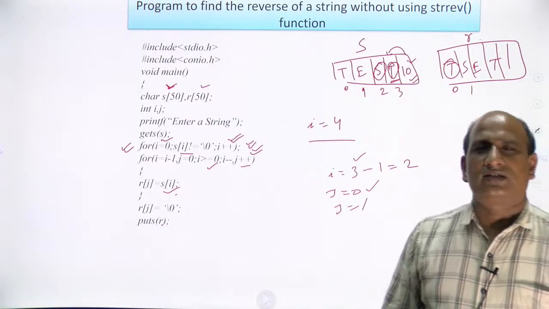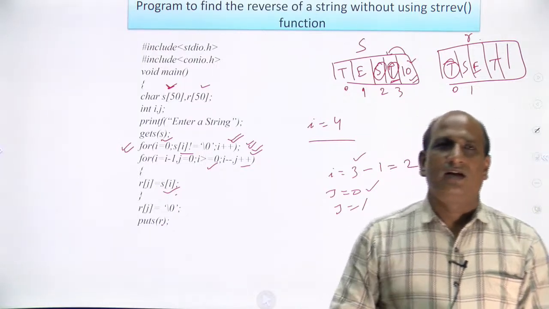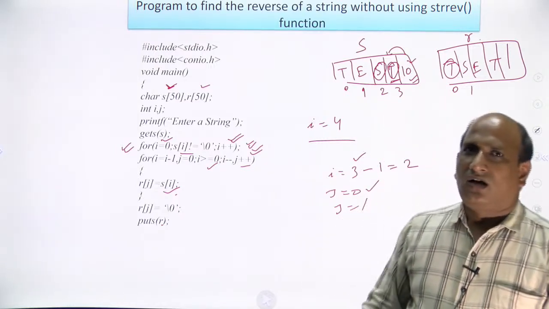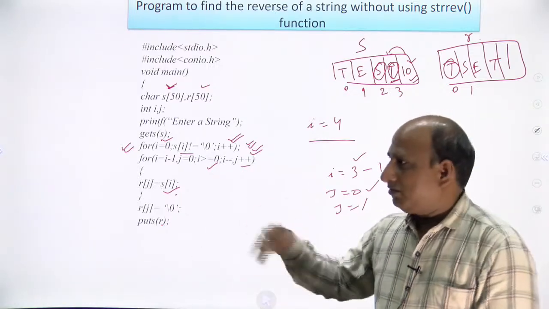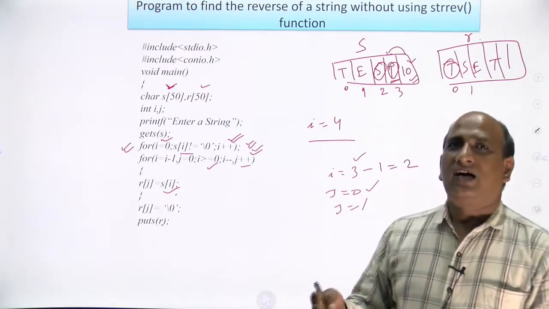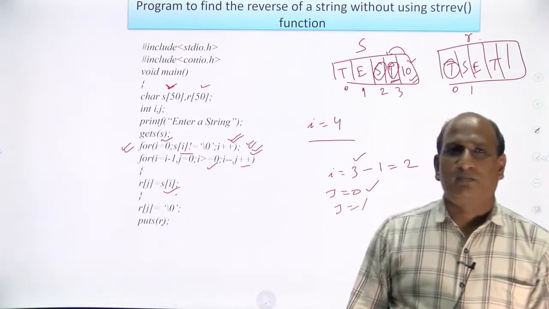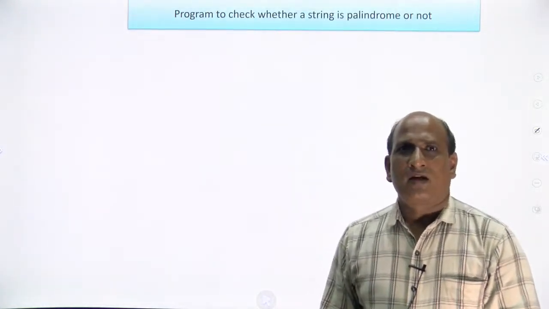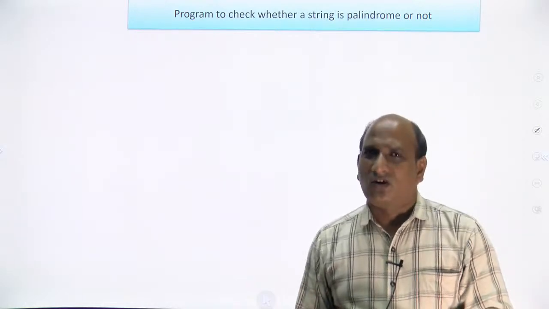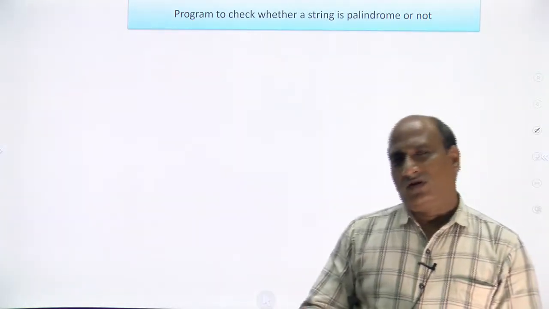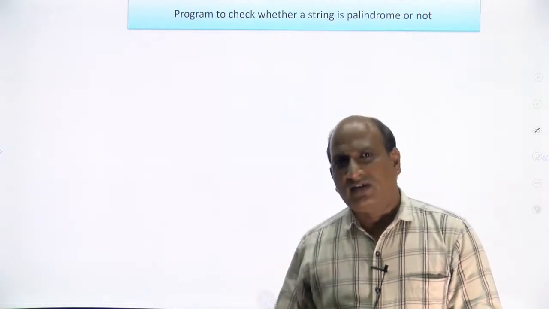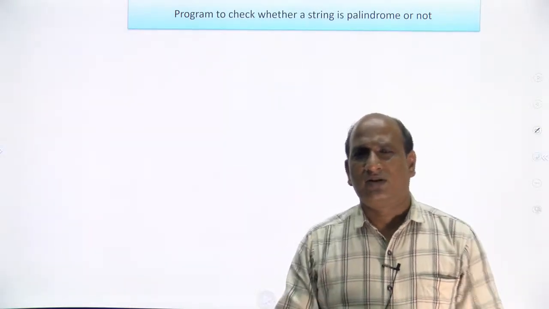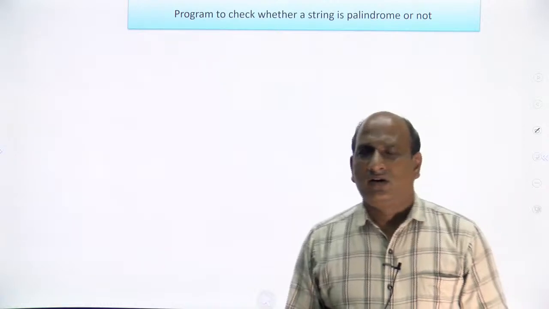You need not use the strrev function, and it is very important, if you want to develop your own logic, to understand how these operations are performed without using the predefined functions. Now if we want to check whether a string is a palindrome or not, we have to keep a string, reverse it and put it into another string, and just compare the two strings. If both are the same then the string is a palindrome.